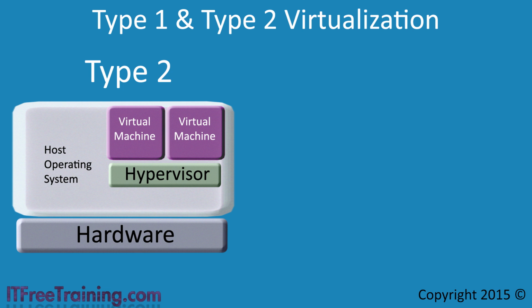You can see that a virtual machine, in order to access that hardware, must go through the hypervisor. The hypervisor will then access the operating system to provide that functionality. The operating system will then access the hardware. Performance is slower in Type 2 virtualization solutions because of this.